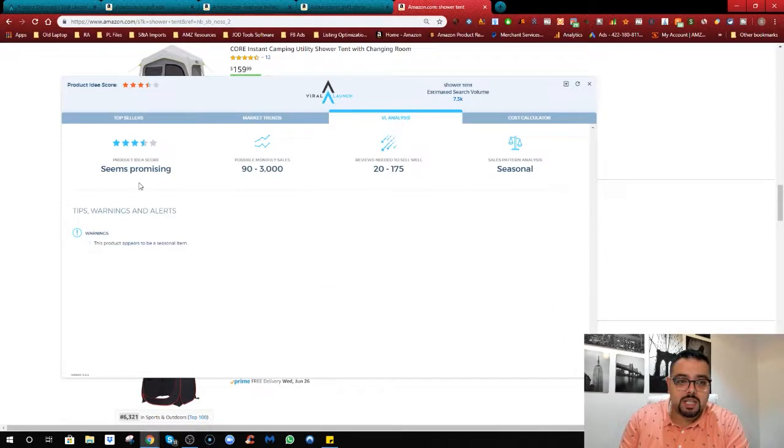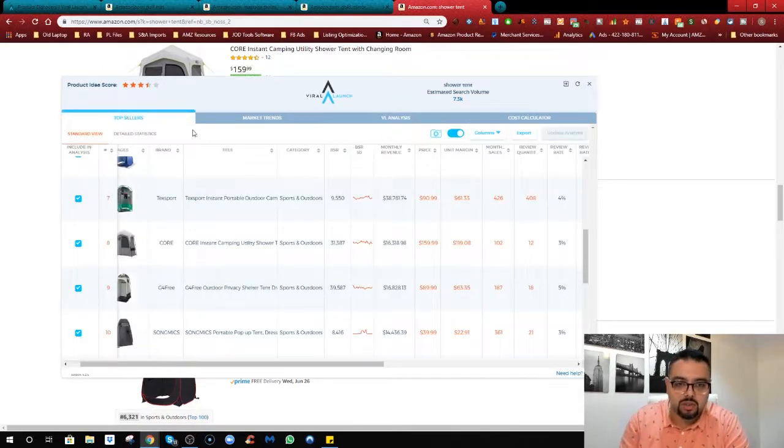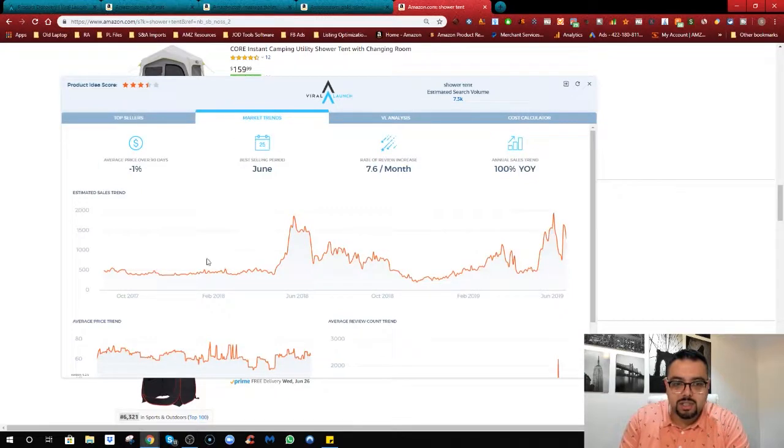Let's see what Viral Launch says. Seem promising. This product appears to be seasonal item, which we established. I don't look at these numbers as really good. It just entices me to get into the product more, but it's seasonal comparing to what we see. Big spikes, everything is cool, and slows down here during November, and then spikes back up. This is not bad. It's not bad.